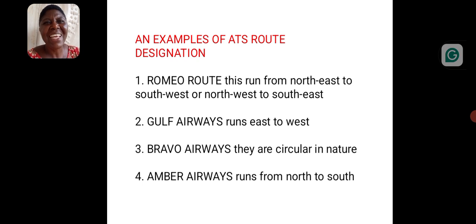Now, there are different types of routes and their designations. The first type of route is Romeo route or Romeo Airways. This Romeo route runs from northeast to southwest and from northwest to southeast. That is Romeo route.